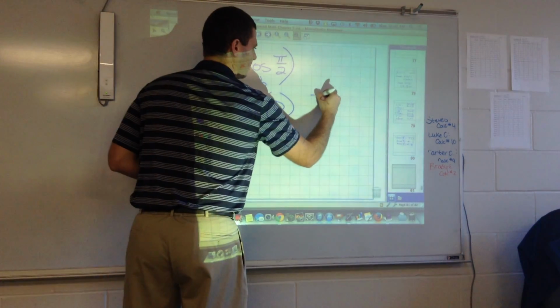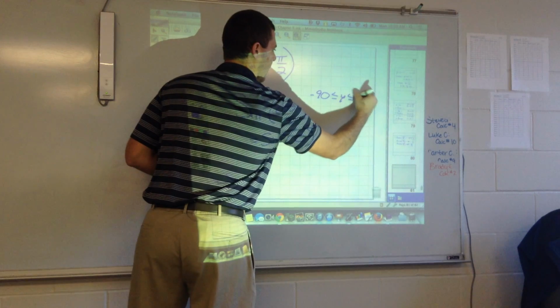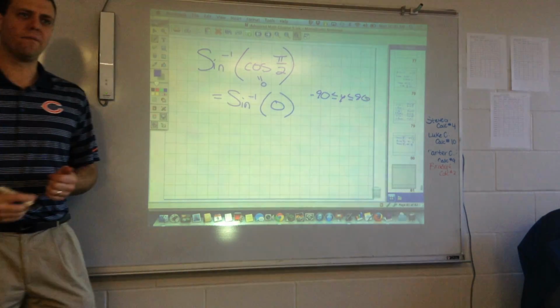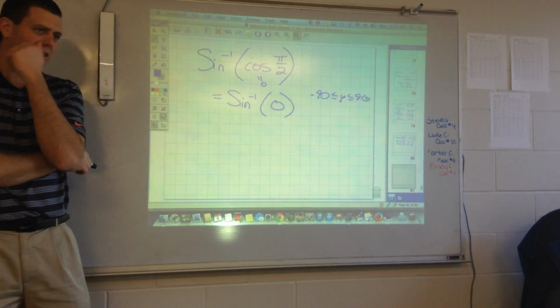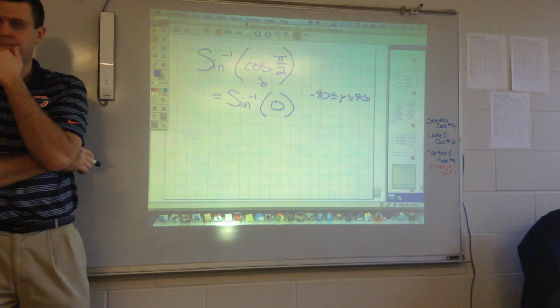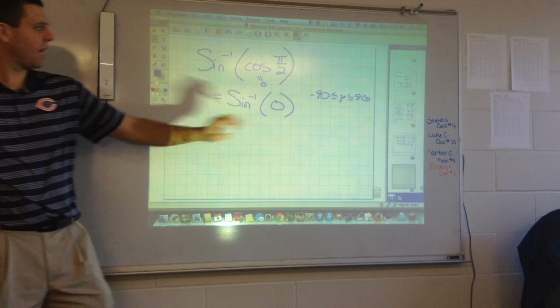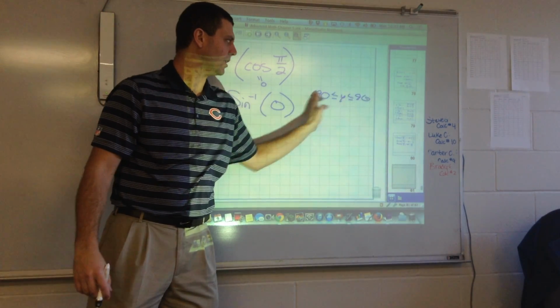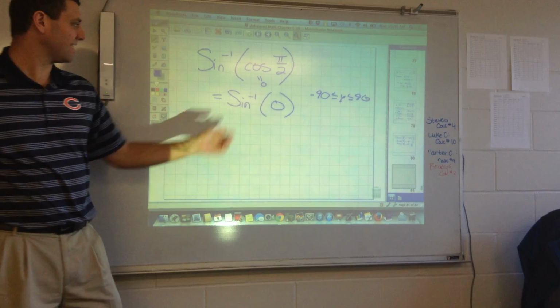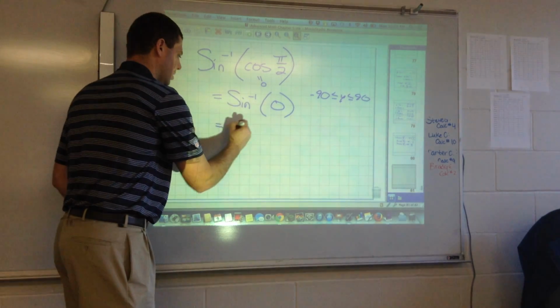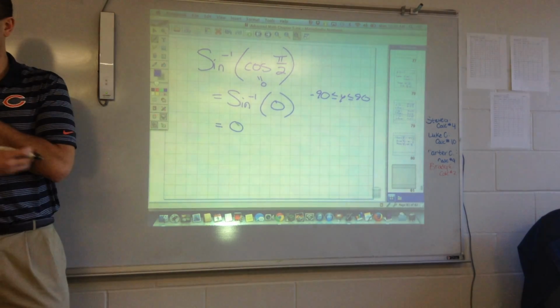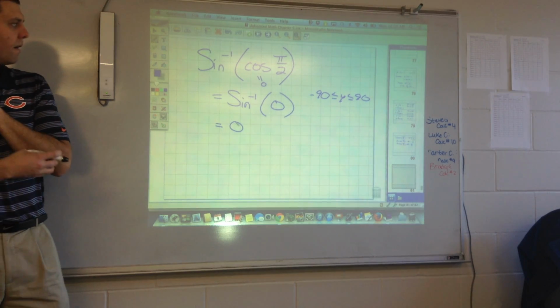And remember now, this has to be between negative 90 and positive 90. So what angle has a sine value of 0? Is there 2? No. There's just one answer, and it is 0. The only angle between negative 90 and positive 90 that has a sine value of 0 is 0 itself. Okay?